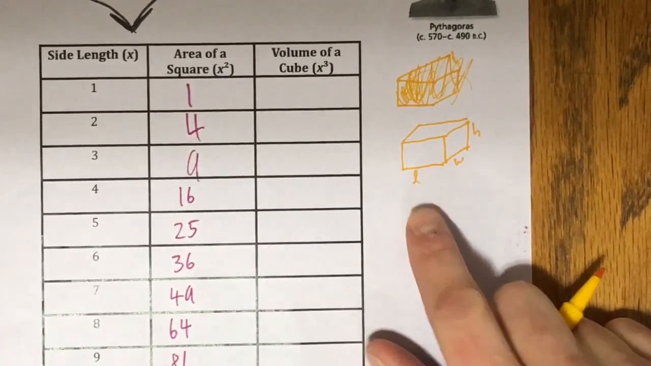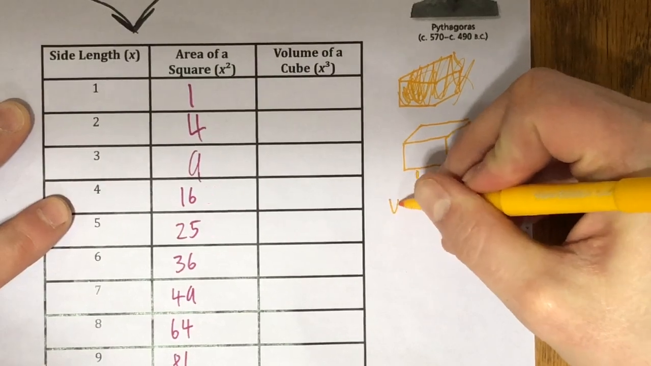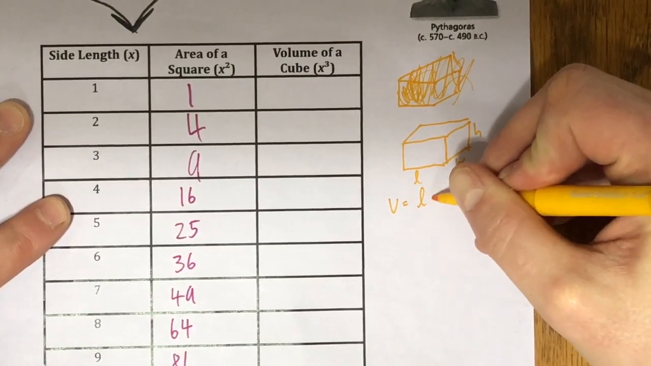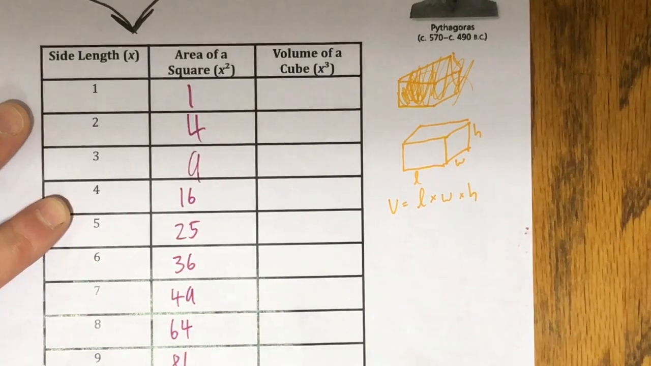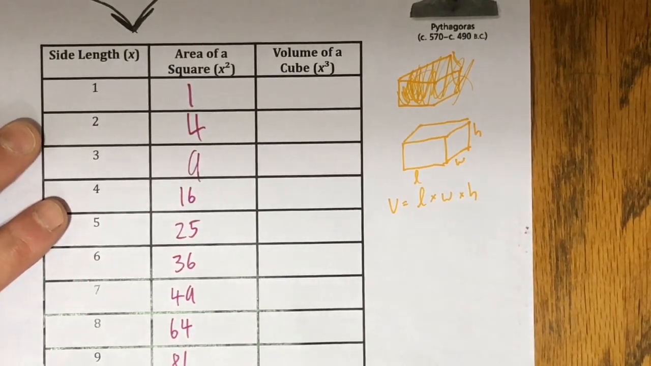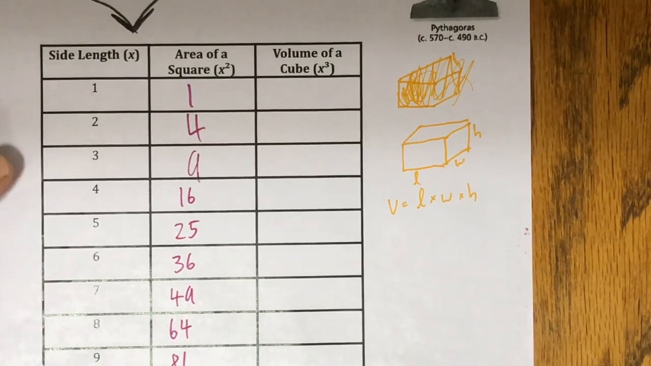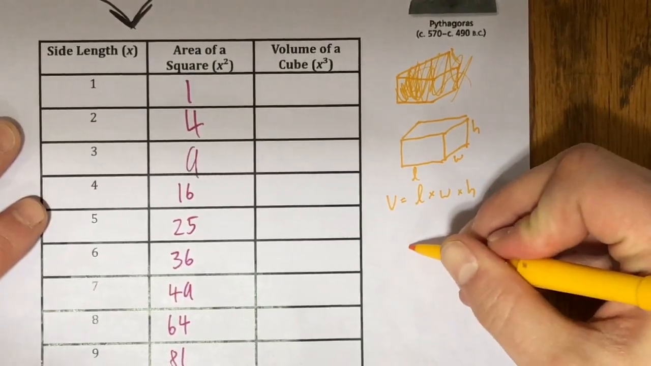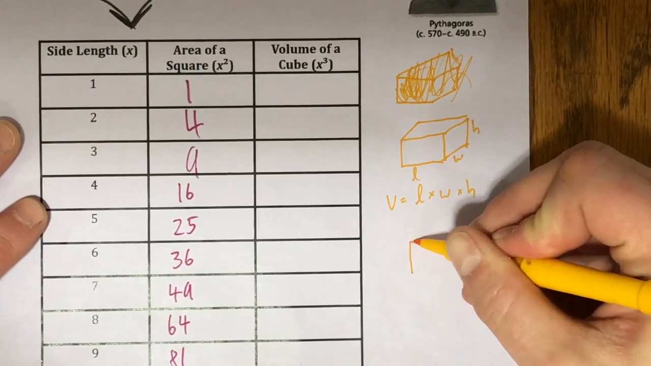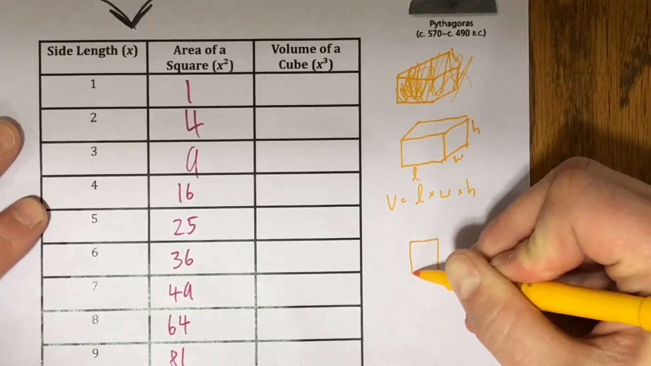To find the volume of a prism, we'd say volume is length times width times height. Now, if it's a cube, then the length, width, and height are all the same thing. I'm gonna do my best to sketch a cube here, freehand.